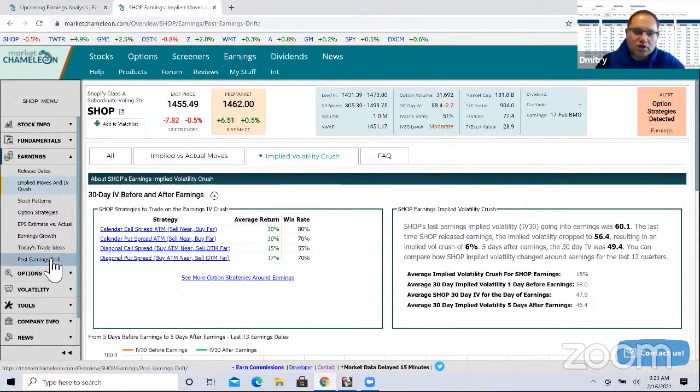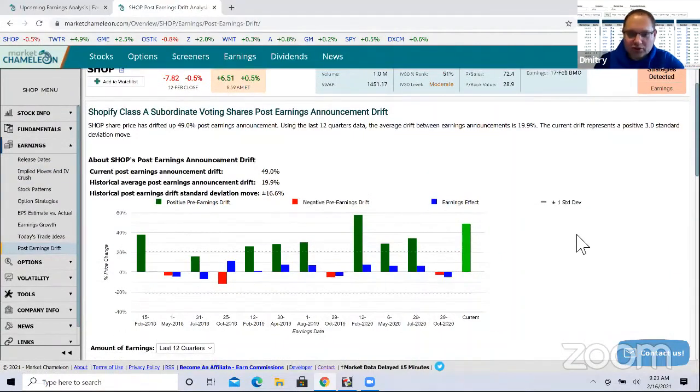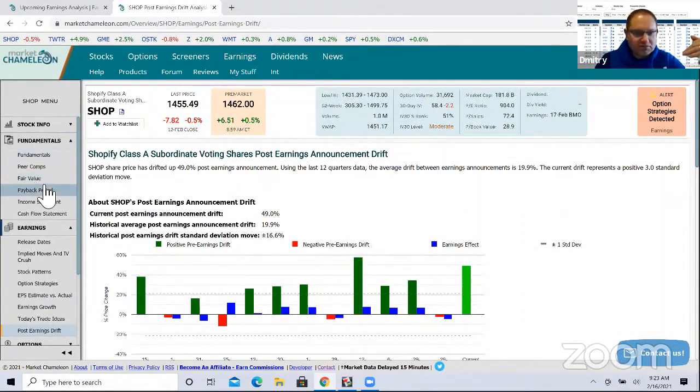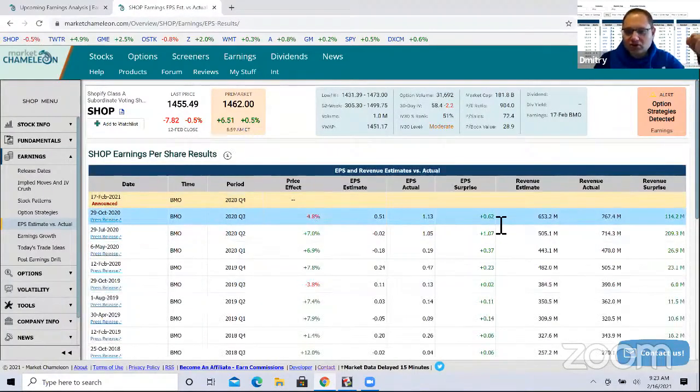Let's take a look at what Shop did since it last reported earnings. So in this situation, actually, before I do that, we have some time. Let me take a look at what it did historically as far as that. So this is looking at the historical earnings.